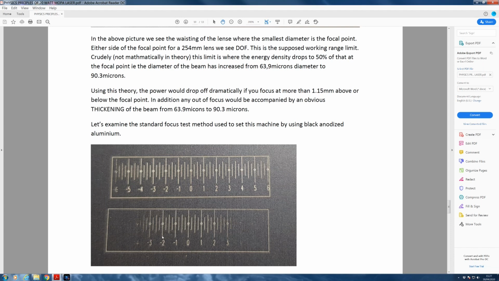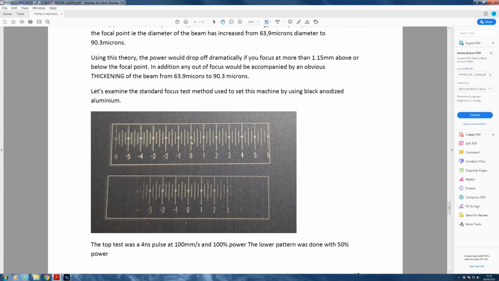What about at 2 millimeters? No, that hasn't grown either. And at 3 millimeters? No. So wherever we go along this graph, we've got the same thickness of line. So we cannot be going out of focus with this line. What we're running out of is damage power here.